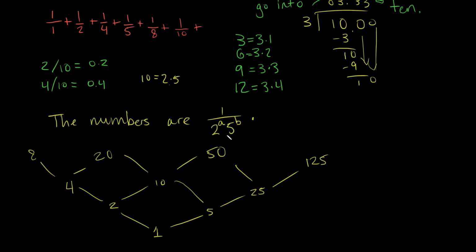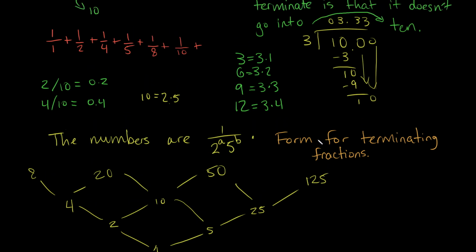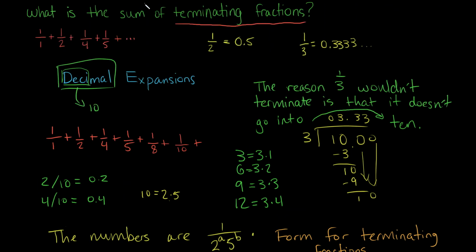This is the key point, because now we have a form for terminating fractions, namely just what we wrote down to the left. Now that we have this form for terminating fractions, we can do things with it. The key thing that we're going to do with it is sum over it, because if you remember, our goal is to find this sum of terminating fractions.